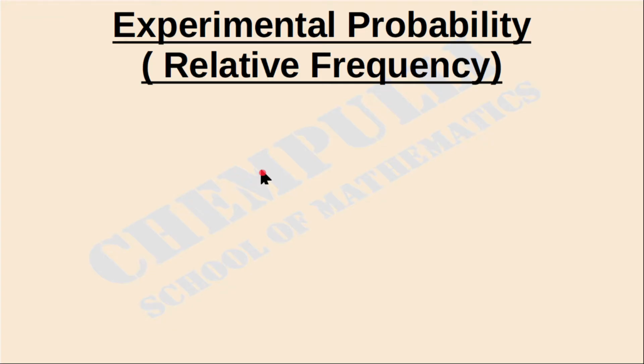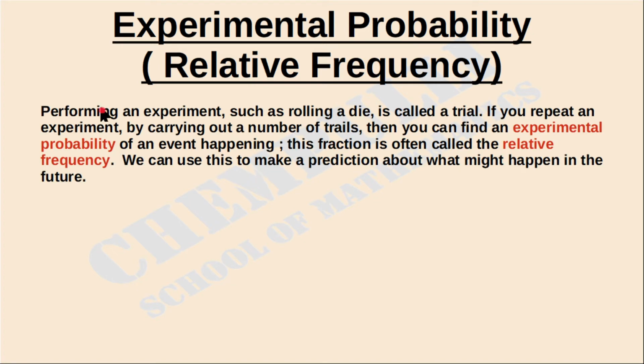Experimental probability or relative frequency. Performing an experiment such as rolling a die is called a trial. If you repeat an experiment by carrying out a number of trials, then you can find an experimental probability of an event happening. This fraction is often called the relative frequency. We can use this to make predictions about what might happen in the future.